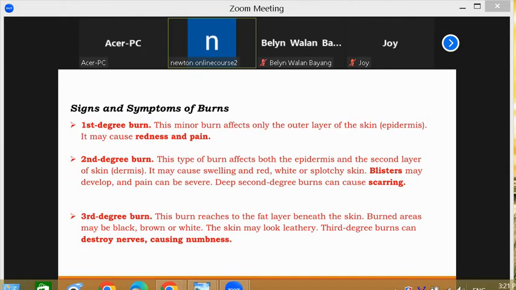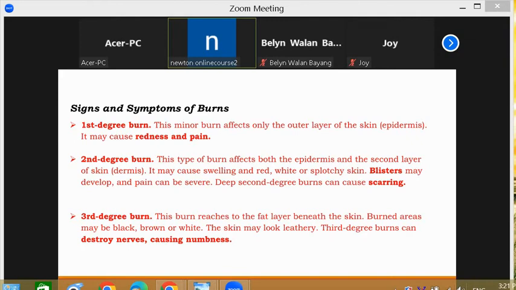Okay, the second degree burn. This is the type of burn that affects both the epidermis and the second layer of skin. So both layers, epidermis and dermis, are affected. So in this situation, the patient will be getting swelling and redness, and also white and splotchy skin. Maybe the skin color will be changed to white.